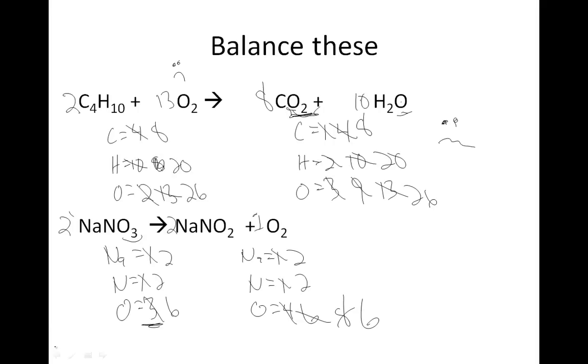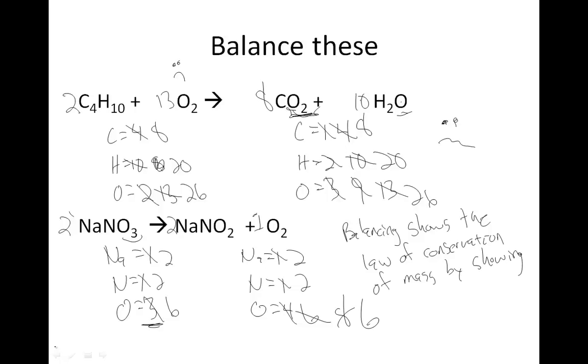Whoa, that was too quick. I forgot to put a review slide on here. But the review slide is: know how to balance reactions, and balancing equations shows the law of conservation of mass by showing no atoms or mass are created or destroyed.